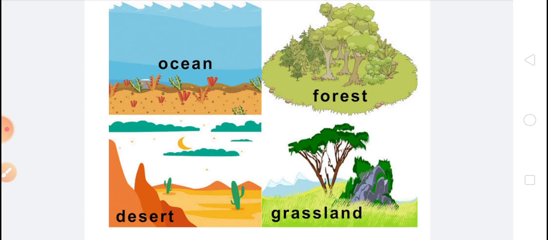Thus, a habitat is a place where an animal and plant community naturally occurs. It is the place where a population lives. Okay, you can see here some different types of habitats. Ocean habitat, forest habitat, desert and grassland. These are the different habitats found in the environment.